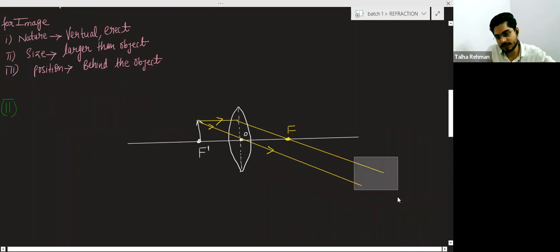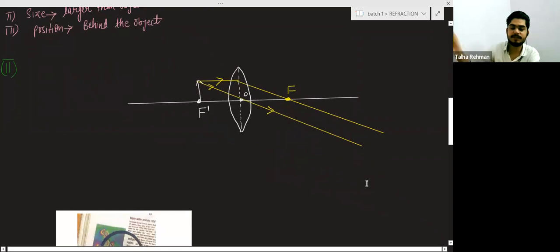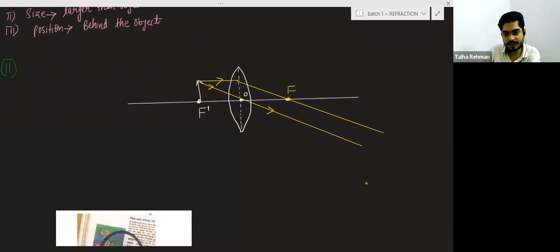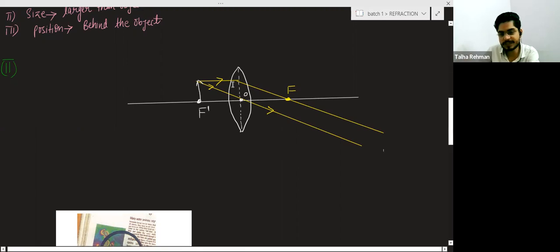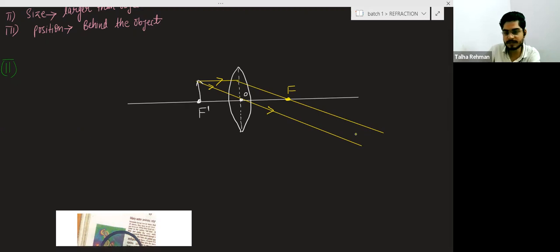And in actual, these rays will meet at infinite. Okay, these rays, and the image is formed where the rays meet after refraction. So after refraction, or you can say after passing from this lens, these rays are just parallel. Okay, these are parallel rays. You will get parallel rays.